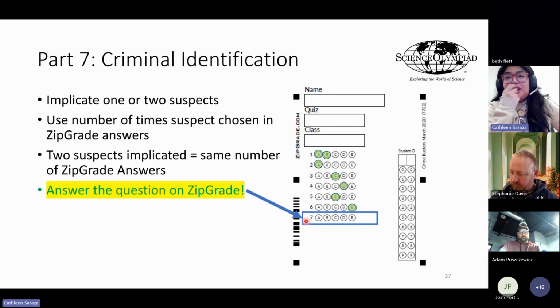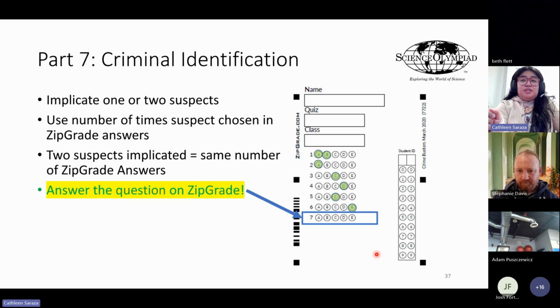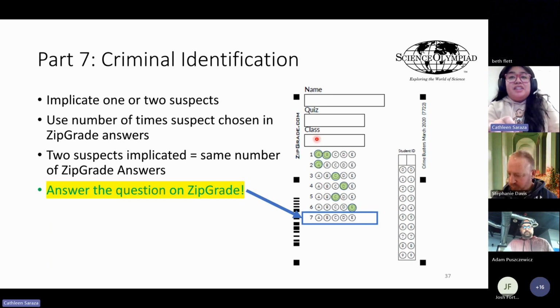And just as an exercise, based on this ZipGrade sheet, who is implicated in this event? A and C. Okay. Other answers? I agree. Okay. So yes, A and C are both implicated because they each have 2 answers. So good job on that.